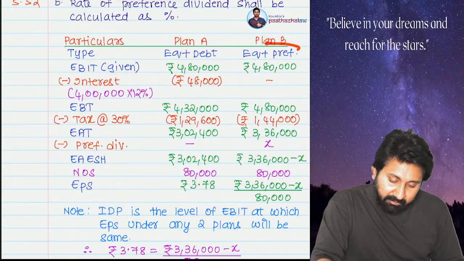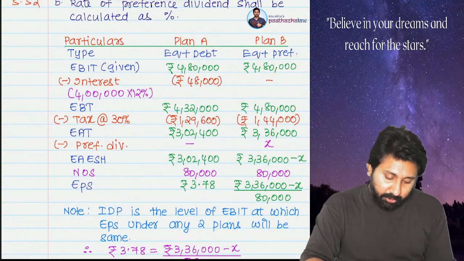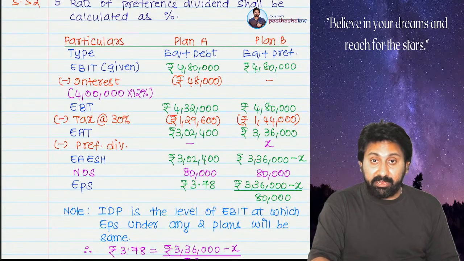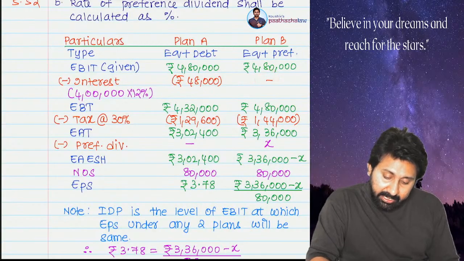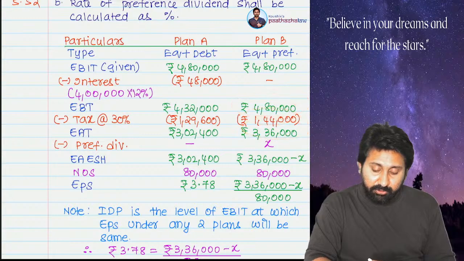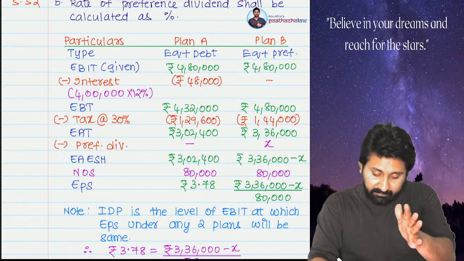Next, equity and preference shares. EBIT 4 lakh 80 even in that option. Interest will not be there because preference shares will have dividend. It's an appropriation out of profit, it's not a charge. So interest is not there. EBT 4 lakh 80. Tax this much. EAT is 3,36,000. From this EAT, we need to reduce the preference dividend. How much? We don't know.